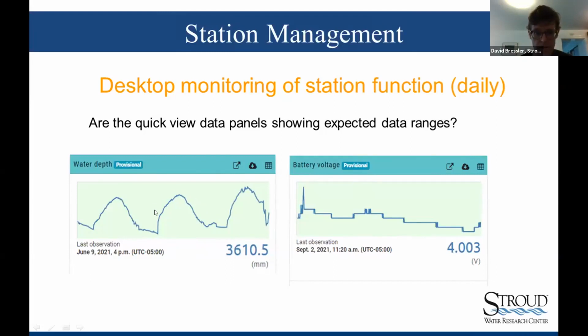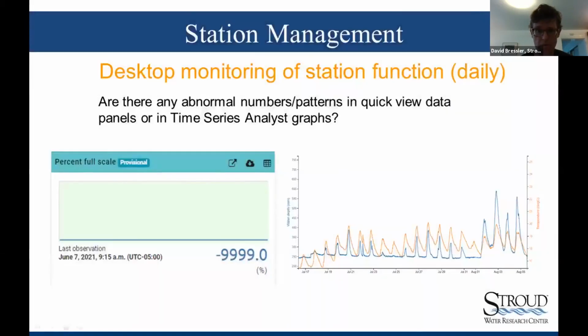This type of pattern also looks pretty suspicious. So, tuning into what the data should be so that you can key into things like this and identify if your station is having problems is definitely a good process to do on a daily basis.